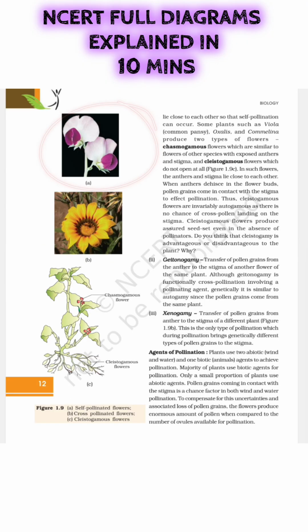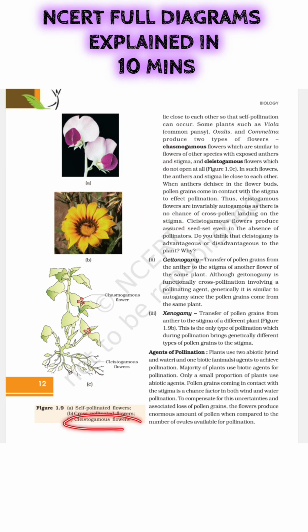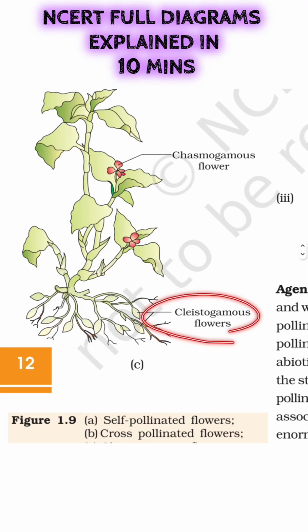This is figure 1.9 showing A, B and C as self-pollinated. This is self, okay, and then this is cross-pollinated, and then in the last case you can see chasmogamous flowers. Actually here you can see cleistogamous closed and chasmogamous open flowers. These are very important, okay. So make sure you learn this particular figure.